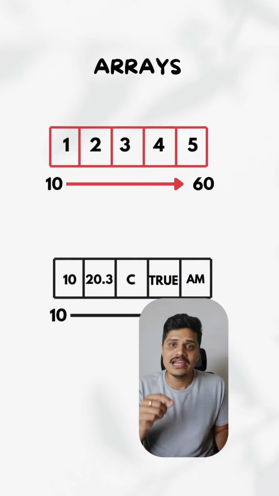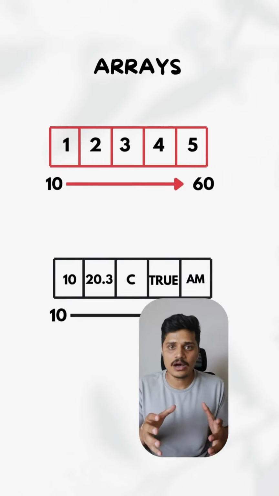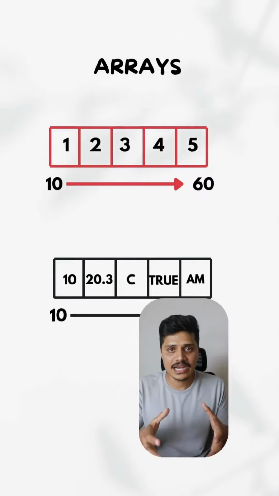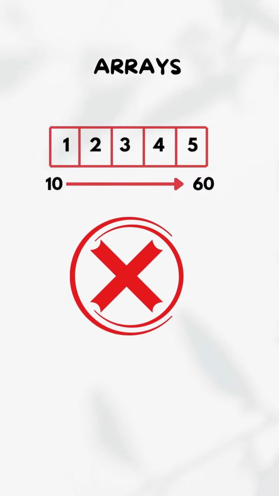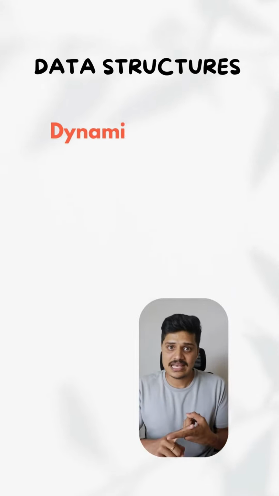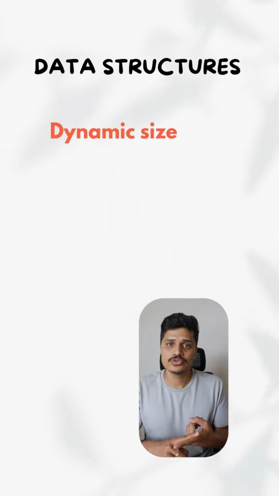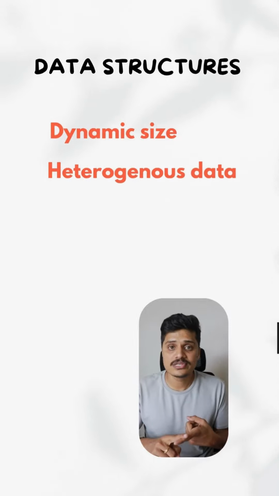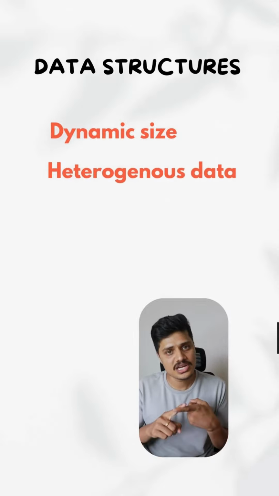Besides that, another important problem with the array is it is homogeneous in nature. That means all the values that we have in an array are basically of the same data type. We cannot store different data types in it. To overcome those problems, we have a concept called data structures. Data structures by default provide dynamic size for the values that we want to store. At the same time, they also support heterogeneous data storage as well.